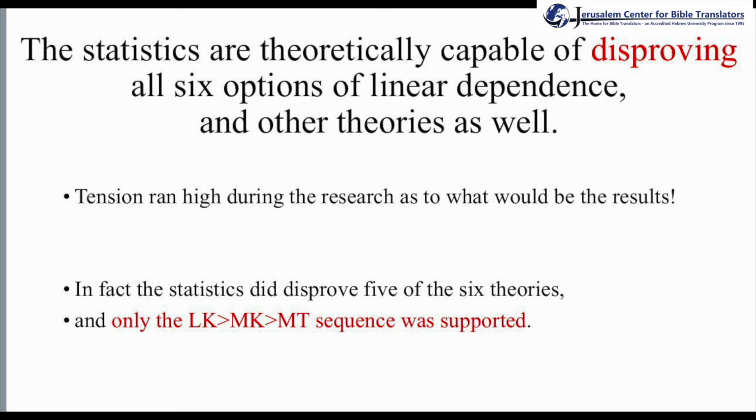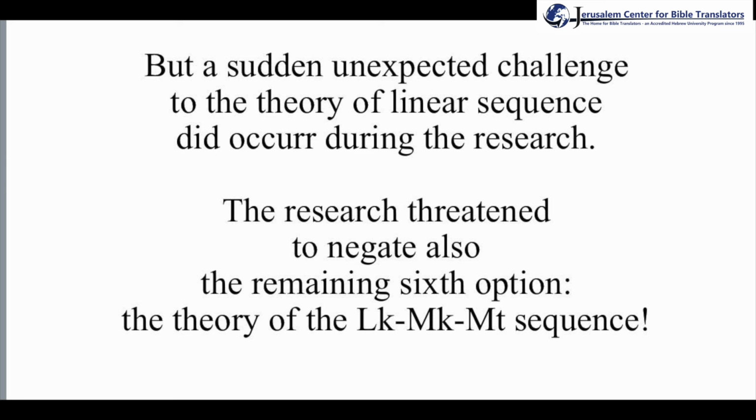And tension ran high during the research as to what would be the results. In fact, the statistics did disprove 5 of the 6 theories, by changing the order, not Luke, Mark, Matthew, but switching the order all around. There are 6 different options. 5 of them didn't work. The statistics didn't work. But the Luke, Mark, Matthew sequence was supported. But a sudden, unexpected challenge to this theory came during the research. The research threatened to knock out also the remaining 6th option, our theory of Luke, Mark, Matthew sequence.